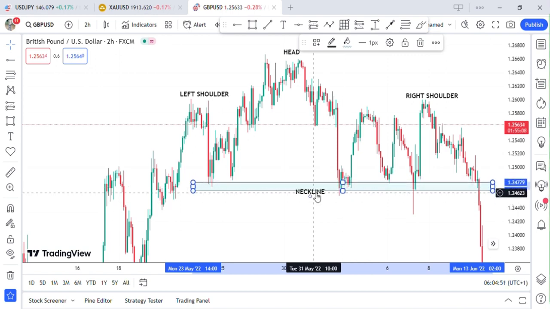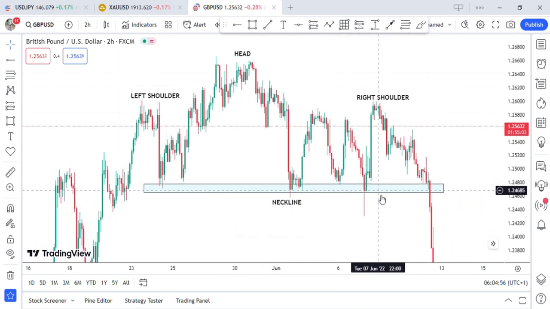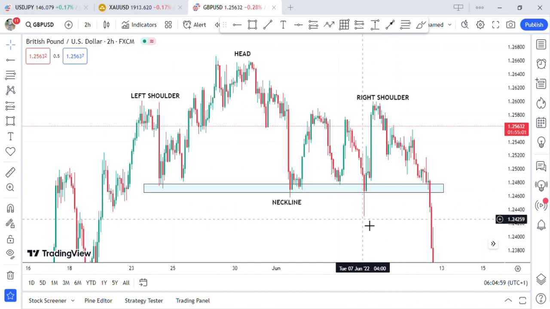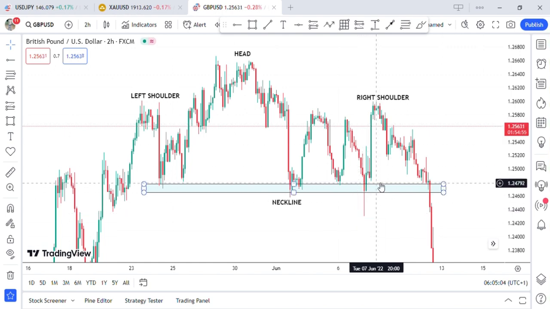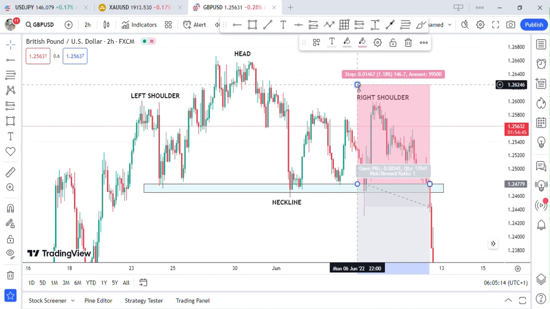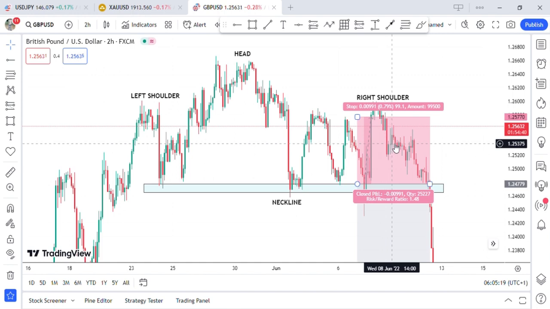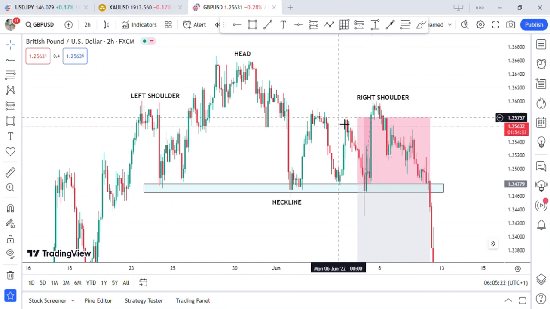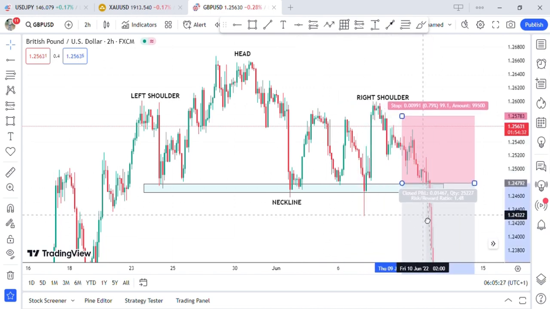They call this neckline a support that is going to support the price to go back up. But when price breaks it, then they start finding their entry. Probably they find their entry from here, and they set their stop loss there. It's possible for them to even lose this trade. Can you see this trade is going to run on loss? Or if they set their entry here, they set their stop loss there.